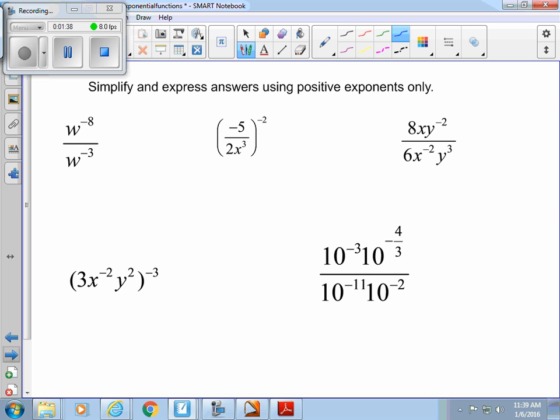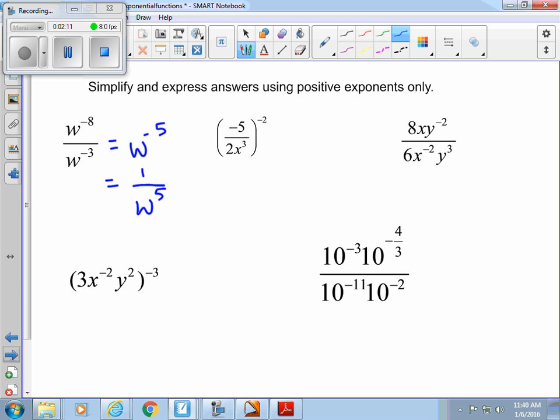It's not a rule. Okay, so how would I do w to the negative 8 divided by w to the negative 3? You could flip it. Then what? Subtract. So you can flip it and subtract, or if you're not afraid of negative numbers, you can subtract from negative 3. Negative 8 minus negative 3 is negative 5. And then at some point, you get 1 over w. Any questions about that one?